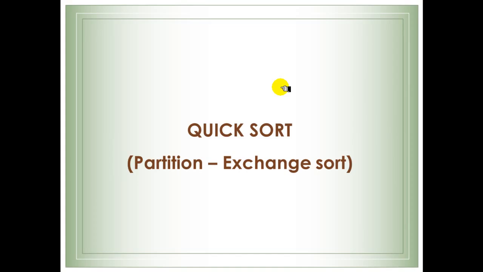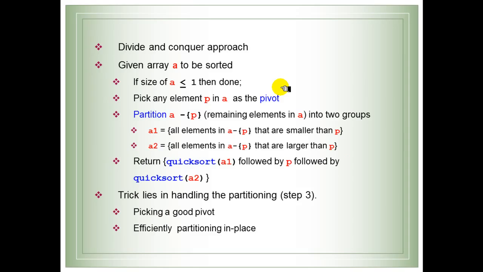The next algorithm that we are going to see is quicksort. This algorithm is also known as partition exchange sort. Why do we say partition exchange? We first partition the array into two arrays, a left and a right array. So this quicksort algorithm takes a divide and conquer approach.